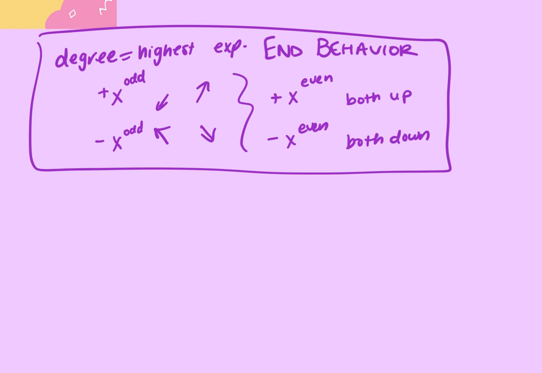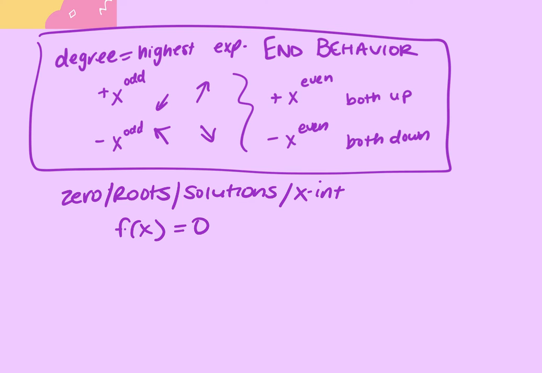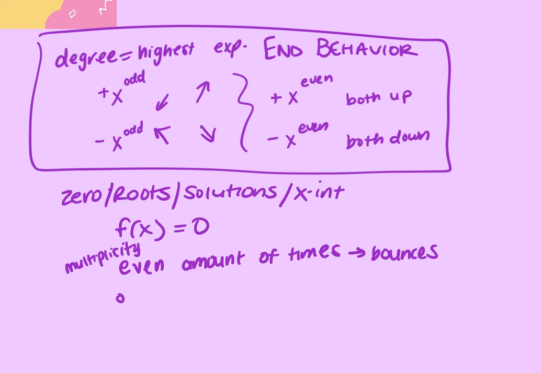Then you have the zeros, or the roots, or the solutions, or the x-intercepts, because those are all the same thing, if they're real numbers. To find them, we set f of x equal to 0, factor it, and solve it. If a zero occurs an even number of times, this is my multiplicity, then it bounces off the axis and turns around at that point. If it occurs an odd number of times, it crosses through.